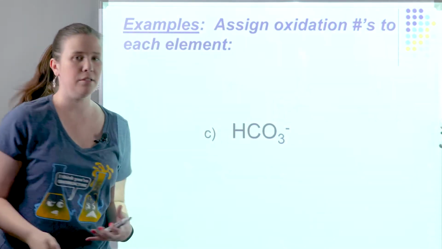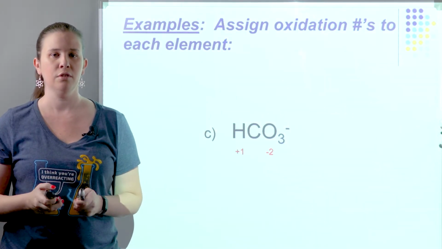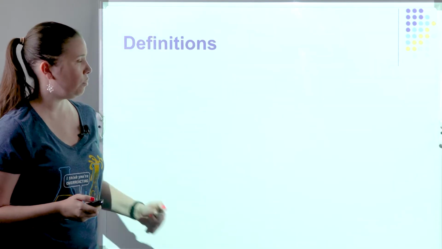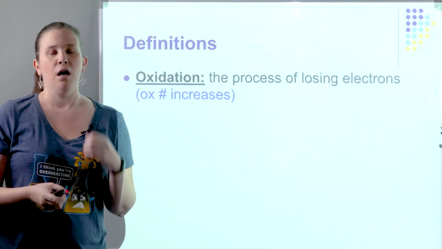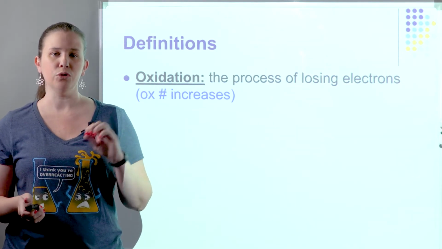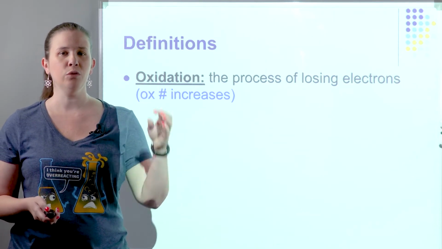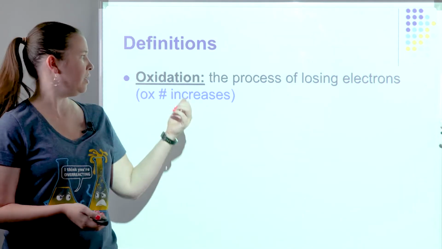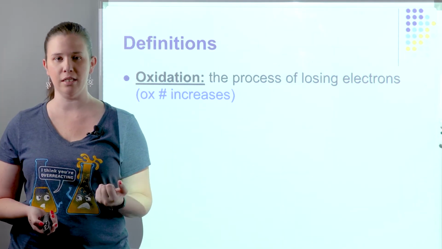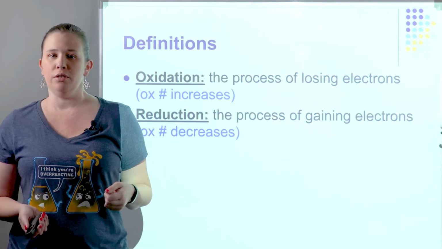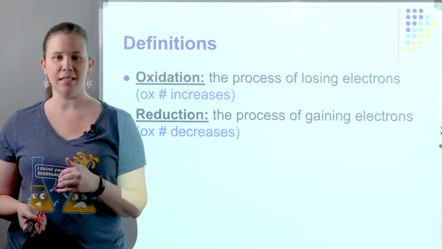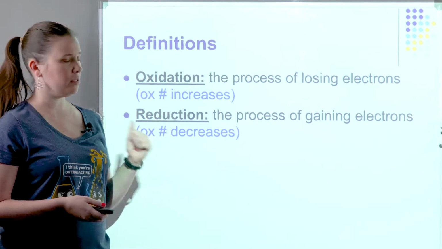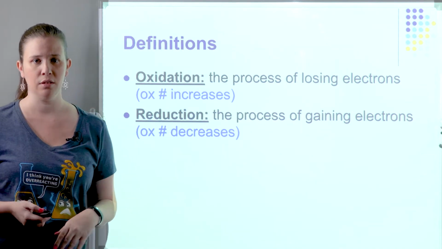So that's our practice on assigning oxidation numbers. What does it all mean? So we're going to go over 4 important definitions. Oxidation is the process of losing electrons. Whenever you lose something negative, you become more positive. And so we would say the oxidation number is increasing. Reduction, on the other hand, would be the process of gaining electrons. And so if you absorb something negative, the oxidation number is going to decrease.